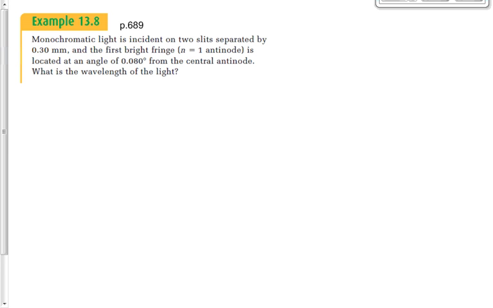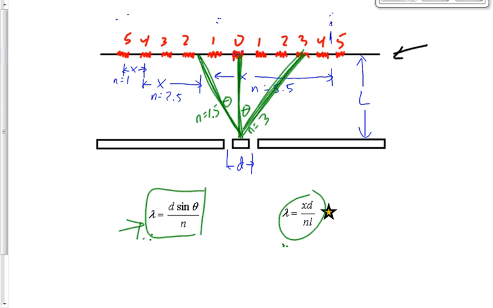13.8 on page 689, first of all. This one says monochromatic light. Monochromatic, what does that mean? Mono means one, chromatic means color, so one color of light. When I drew the picture up here, I drew it for monochromatic light. Monochromatic red light. Okay, one very specific frequency.